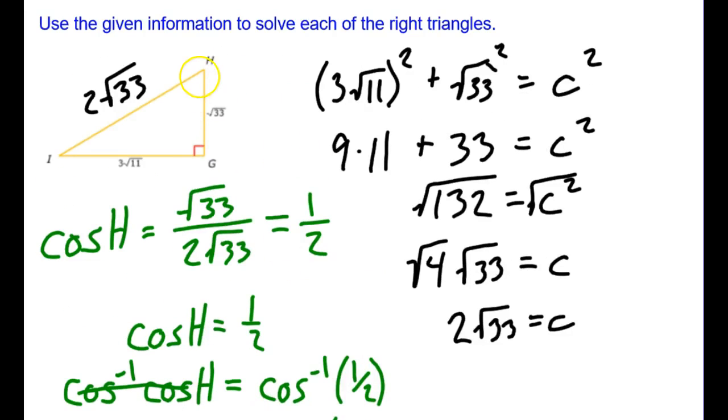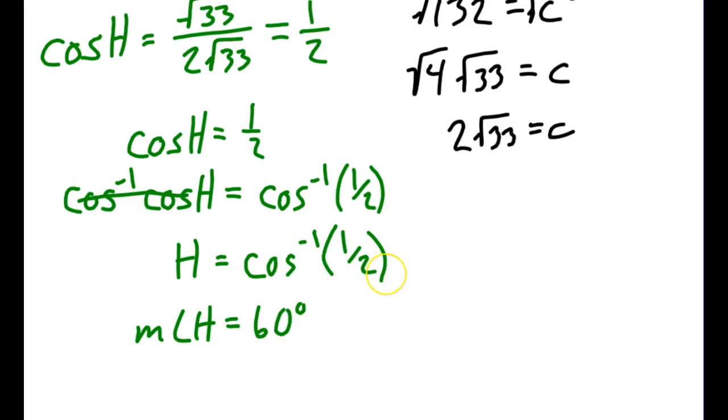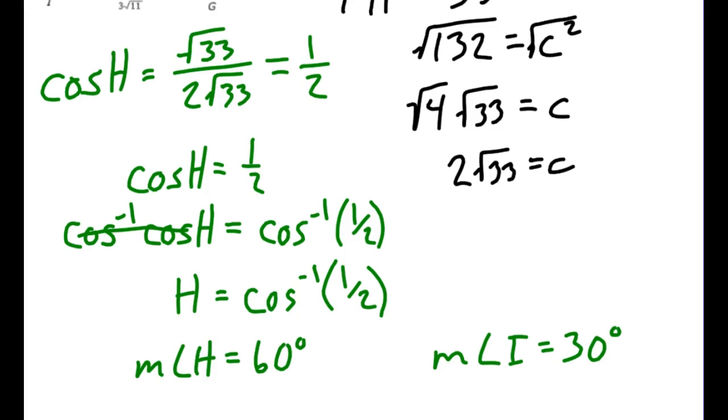So now that we know angle H is 60 degrees, since we have the right angle, 90 plus 60 is 150, so 180 degrees minus 150, we know then that the measure of angle I must be 30 degrees. So when you're not given either of the two acute angles, you're going to have to use inverse trig functions in order to find one of the two missing acute angles. So now we know all three angles and all three side lengths, so we've solved this right triangle.